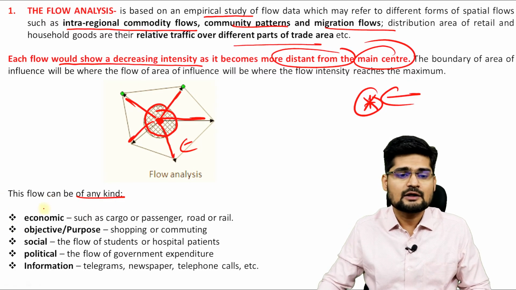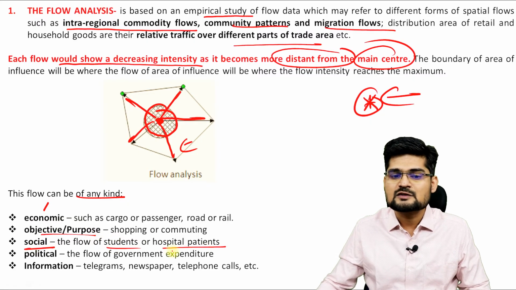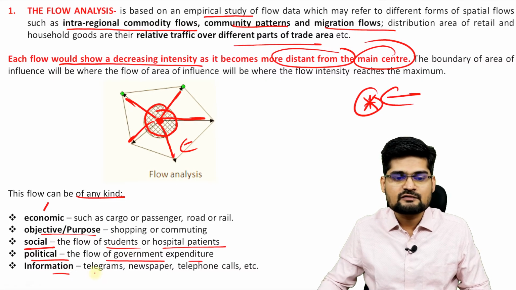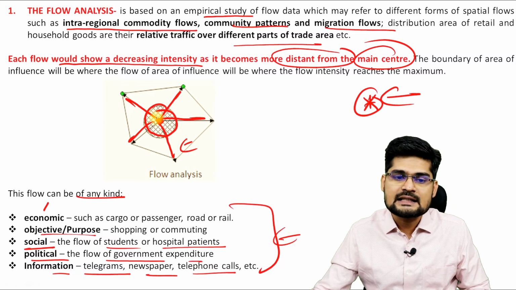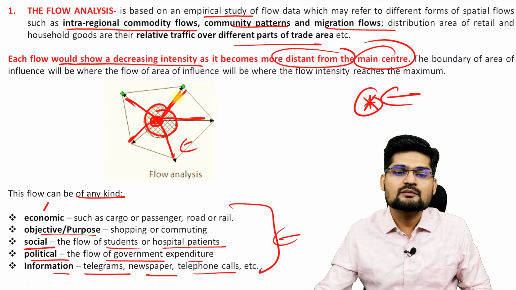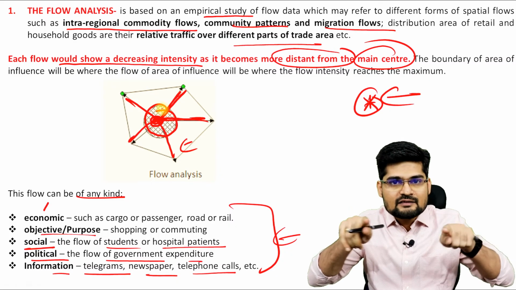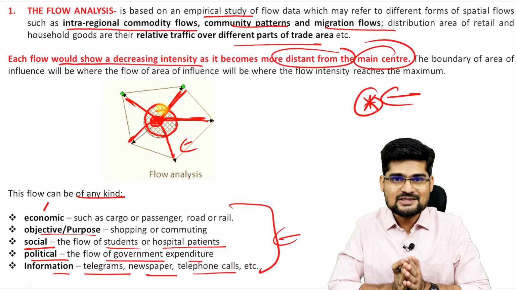For example, economic flows, objective and purpose, social flows, students and hospital patients, political like flow of government expenditure, information flows like telegrams, newspaper, telephone calls. So all these things are generated, radiating away from the center or coming towards the center from a given distance. That will give us the pattern or that delineation of that functional region, right?